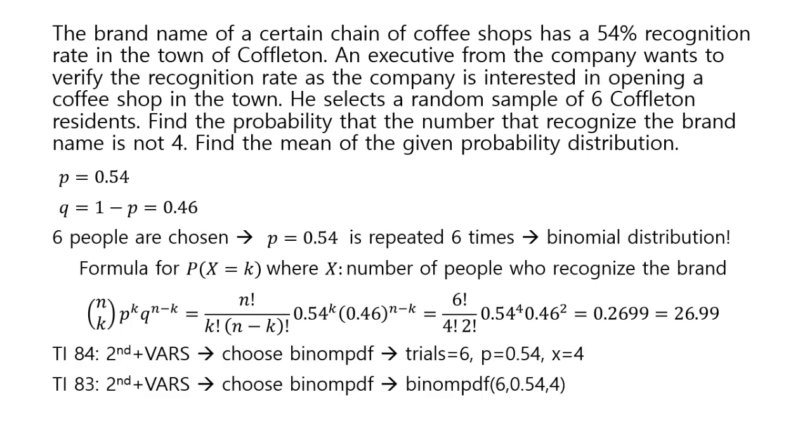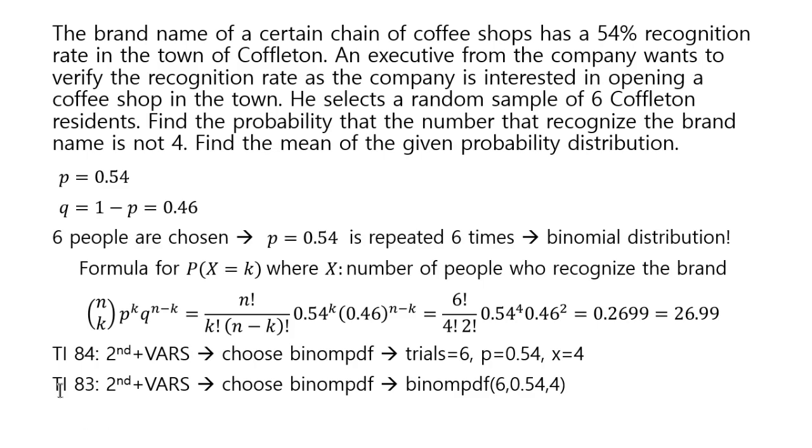Moreover, if you have a TI-84 or TI-83, the easier way to do this would be just to use the probability distribution function. You can access it by doing second vars, then you get all kinds of probability distributions. You have to scroll down to find the binomPDF and set the number of trials, because it's repeated 6 times. Trials is 6, individual probability is 0.54, and you're looking for the success of 4 people recognizing, and you just put these numbers and then enter, you'll get the value 0.2699 something.